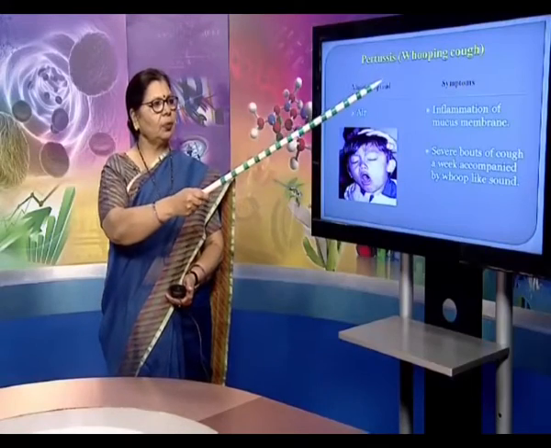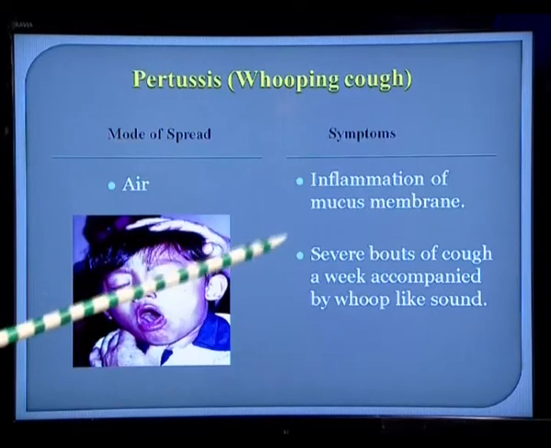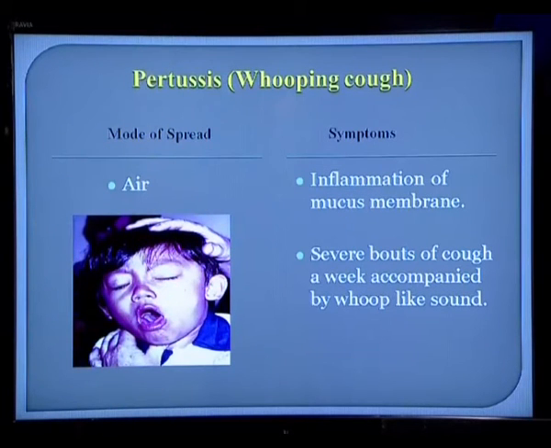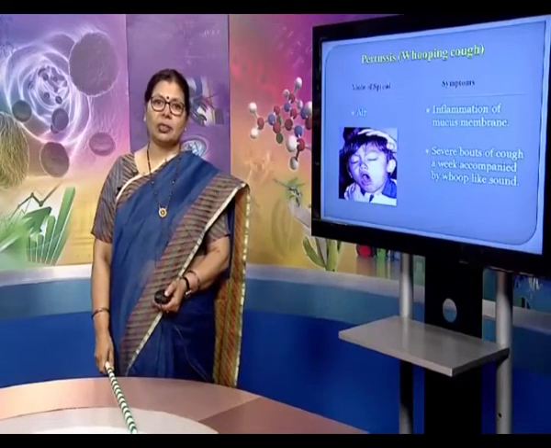Now, this is the mode of spread for pertussis. Again air. Symptoms are inflammation of the mucous membrane. We have the mucous membrane in the nose and in the throat, and that gets inflamed, and you have severe bouts of cough, slowly and with a loud sound.